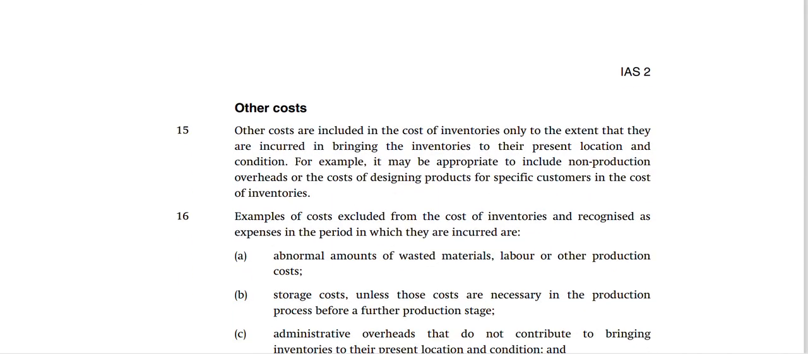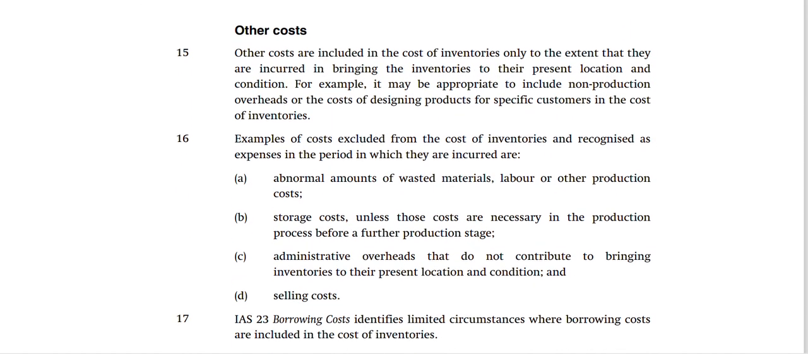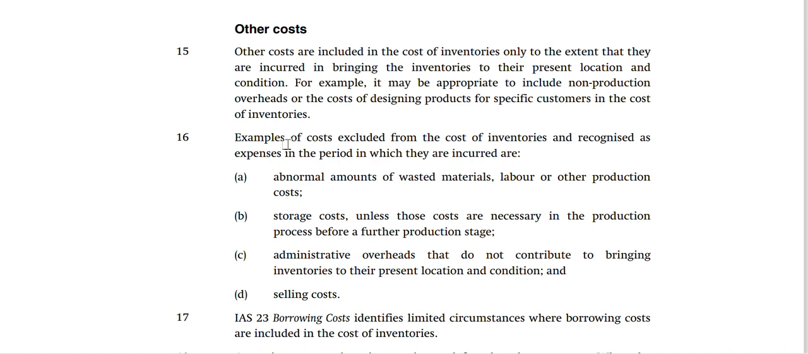And then the next one that you're going to be looking at will be paragraph 15, which is basically other costs. So what are other costs that need to be considered when determining the value of the inventory? We need to understand those other costs and see how they came about and what influence they have. Other costs are included in the cost of inventory only to the extent that they are incurred in bringing the inventory to their present location and condition.